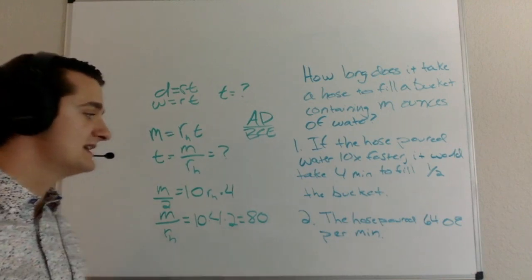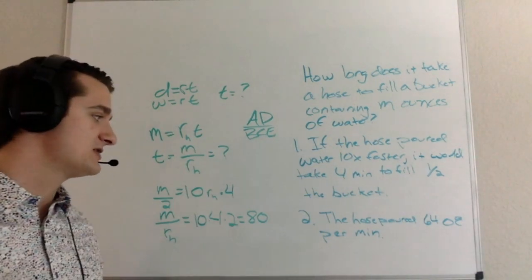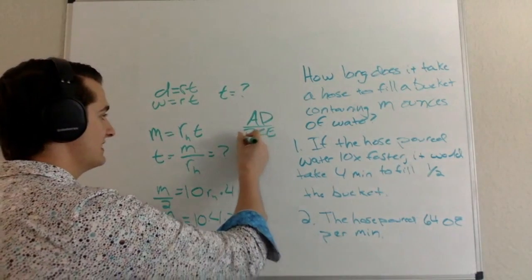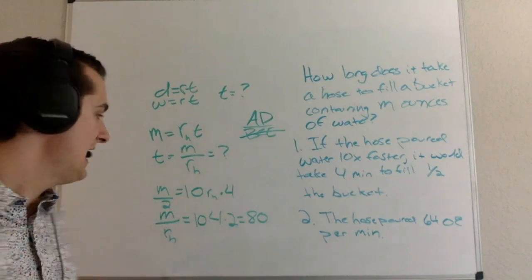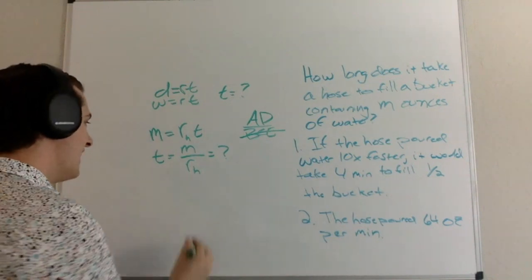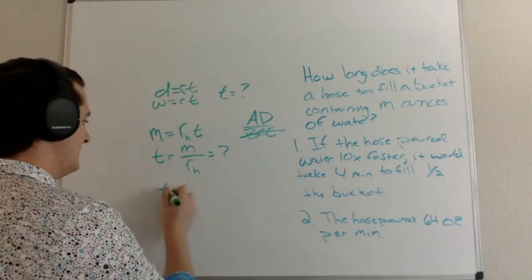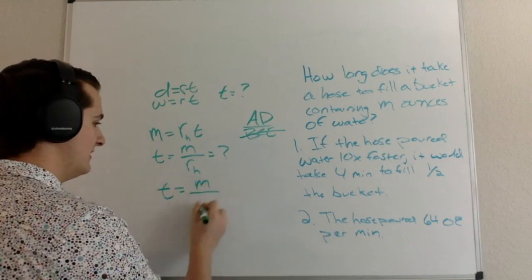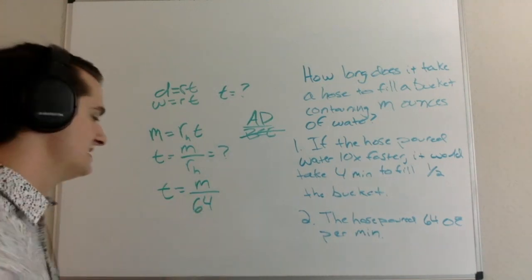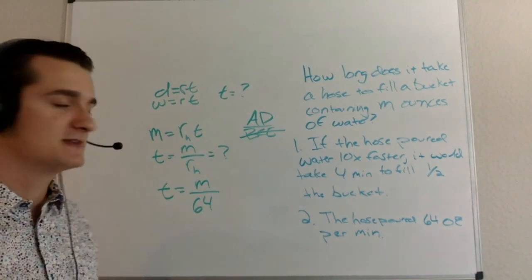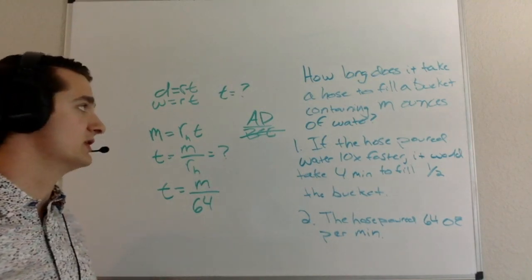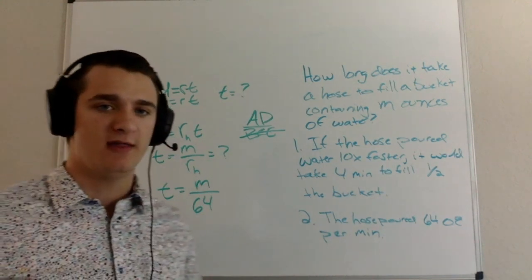Statement 2 says that the hose poured 64 ounces of water per minute, which from there, well, let me go ahead and cross out B, C, and E because I've narrowed it down to D and E. And when I'm told that the hose poured 64 ounces per minute, I can plug that in and say that my time is equal to m divided by 64. But again, I still don't know what m is equal to, and so I'm not able to solve for the time that's required for the hose to fill the bucket.